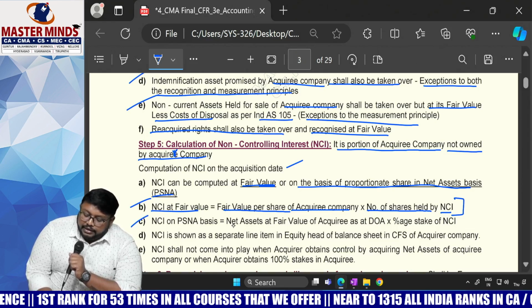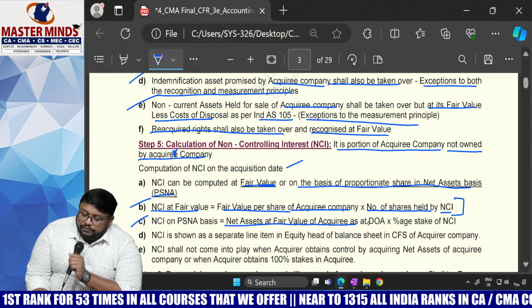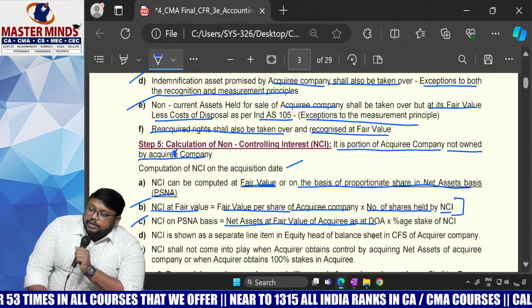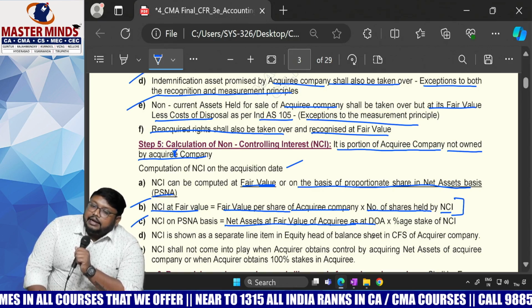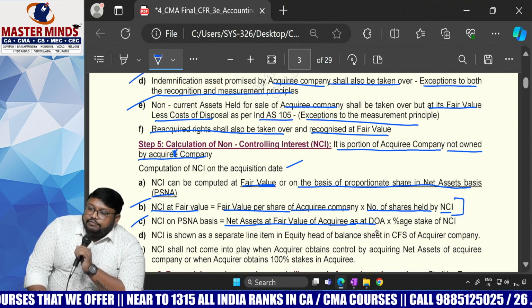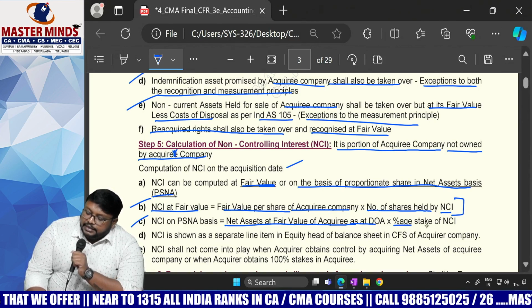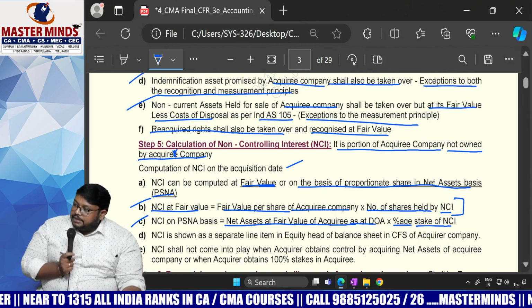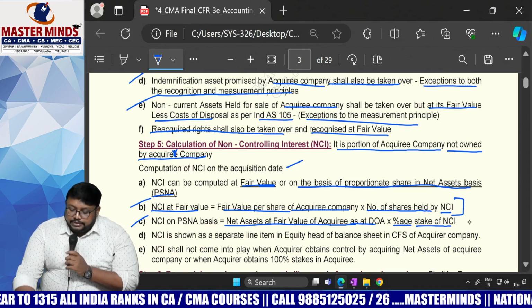Here we are taking the net assets at the fair value of the acquiree as at the date of acquisition. On the date of acquisition, what is the fair value of net assets? Here we take the 100% value of net assets. In that, what is the percentage stake of NCI? If 20%, multiply by 20%; if 30%, multiply by 30%. That is the PSNA basis.